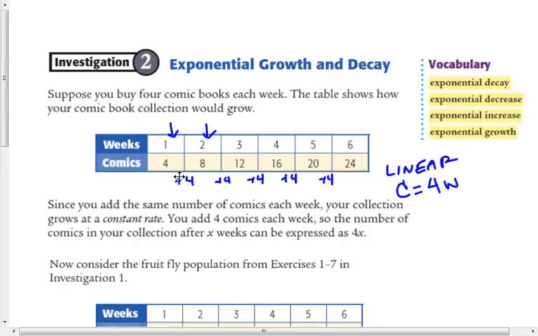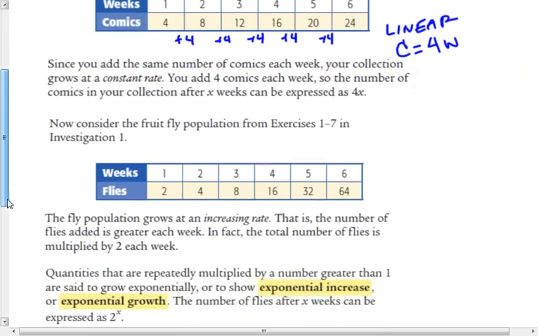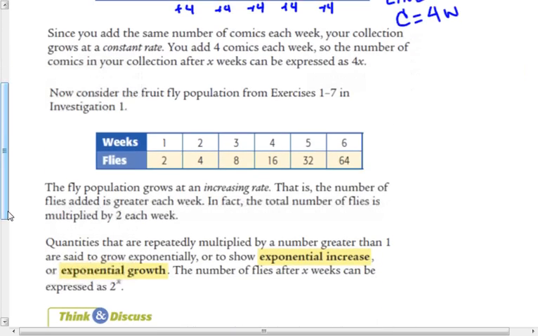Okay, in this next situation, the fruit fly population that we looked at in the previous exercises, we know that to get from 2 to 4 and then 4 to 8, we're actually multiplying by 2 each time. When you're multiplying by 2 and it's going up, that means that it's growing at that rate. We call that either exponential increase or exponential growth.